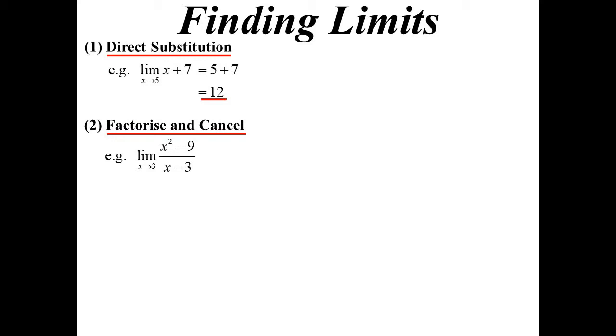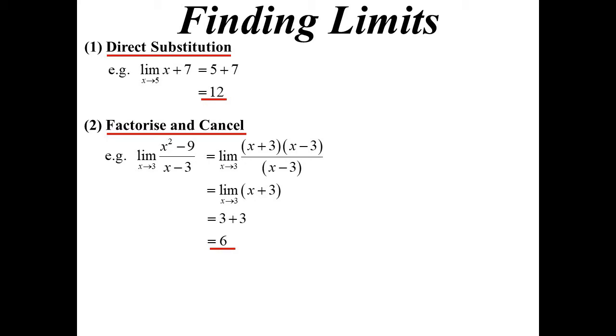If we can, factorise and then cancel. So the top of the fraction, difference of 2 squares, the x minus 3 cancels. We then get something that we can directly substitute into. So 3 plus 3 is 6. So the value of that will approach 6. If I had to draw that graph, we would have a point discontinuity at x equals 3. It can't actually equal 3, or x can't actually equal 3, because you can't substitute it in.